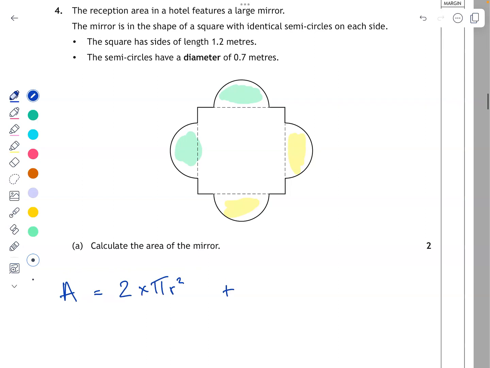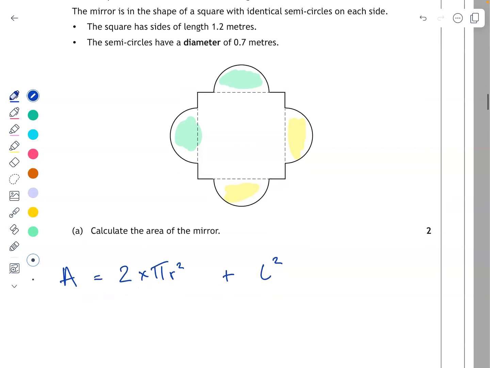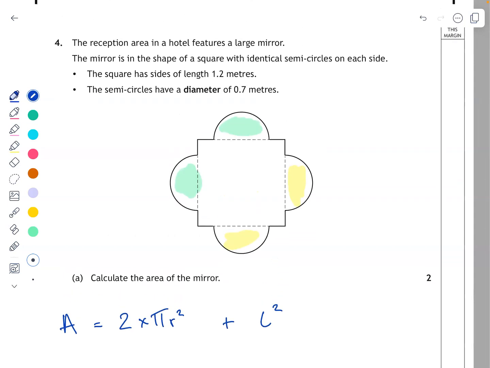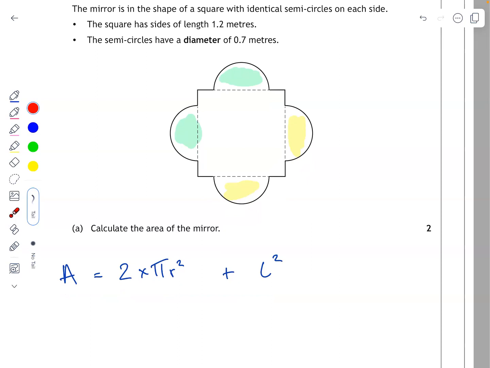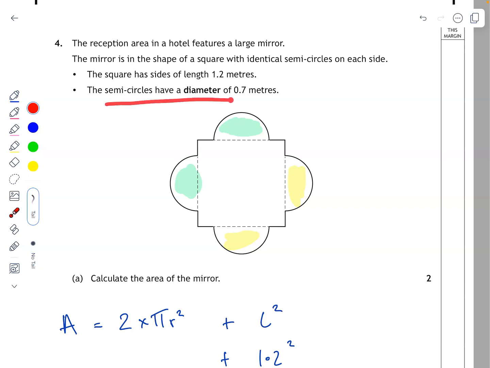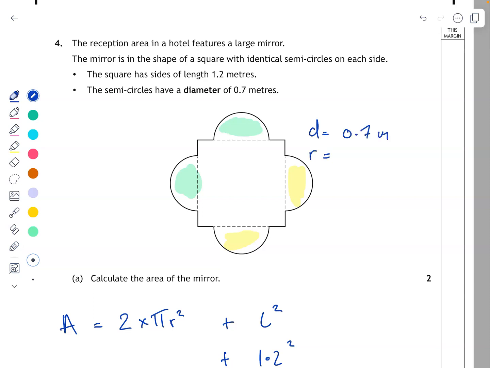And the area of the square is just the length squared, which is length times breadth, but the length and the breadth are the same, so just length squared. So let's see if we've got everything. So let's go back up to the data. It says the square has a side length of 1.2 metres, so that's what that is. So that's going to be plus 1.2 squared. And then it says the semicircles have a diameter of 0.7 metres, but the equation requires us to have the radius. So the diameter is 0.7 metres, so the radius is half of that. So you have to divide that by 2 to get 0.35 metres.